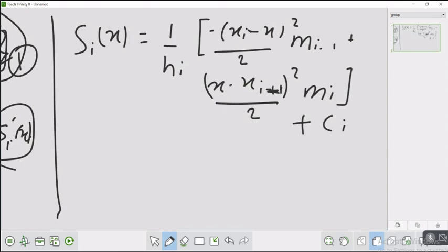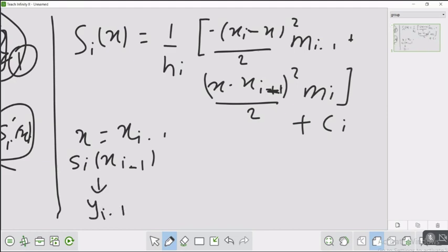Just put any end point in x. So I'm putting x equals xi minus 1. So what will that give me? It will give me s i at xi minus 1, and let me call this yi minus 1, because this is what the output is.